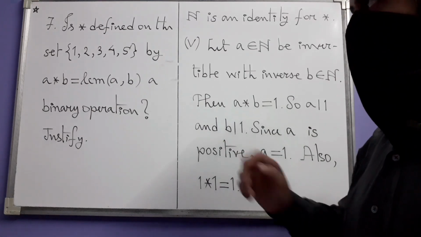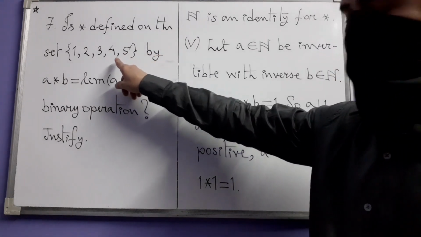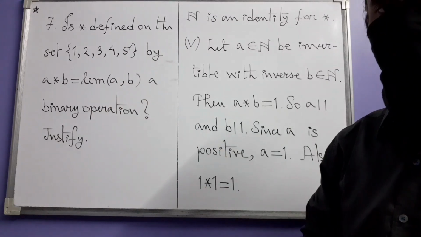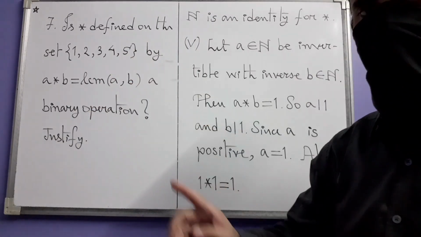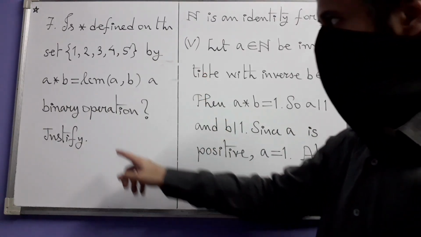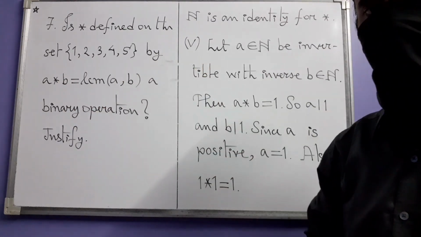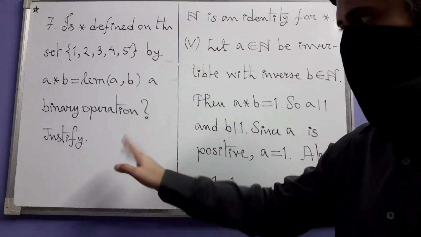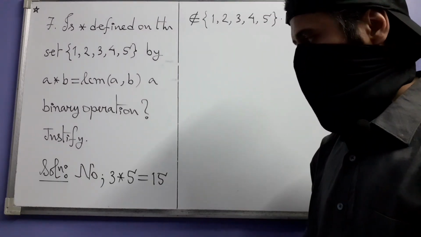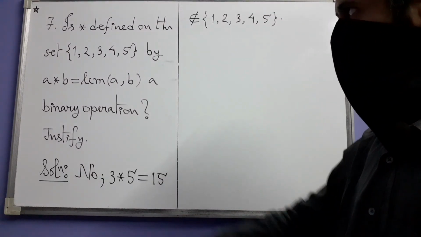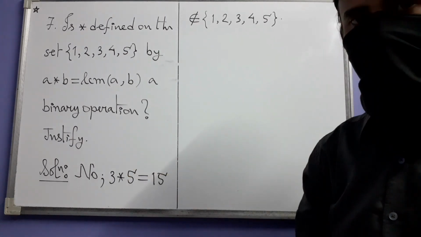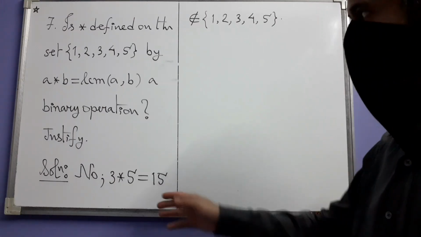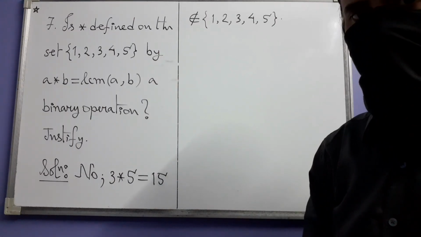Let's see another one, number 7. Is star defined on this finite set, the set of first 5 positive integers, by this equation, a binary operation? That means the definition of the operation is the same as we have in the previous one. A star B is the LCM of A and B, but the set is no longer the entire set of natural numbers, and we need to justify. And the answer of course is no, because if you take, for example, 3 and 5 from this set and perform the operation on them, then you get 15, the LCM of 3 and 5, which is not present in the set. So how can star be a binary operation?